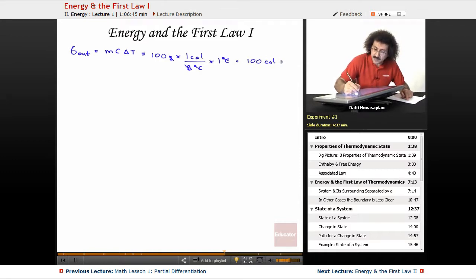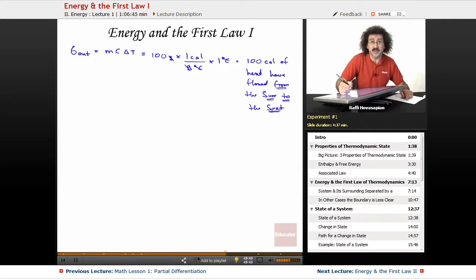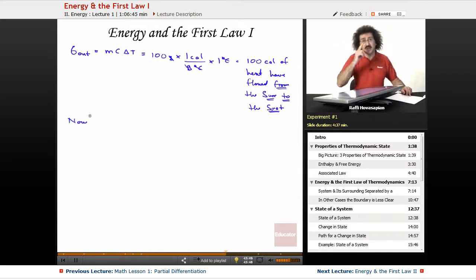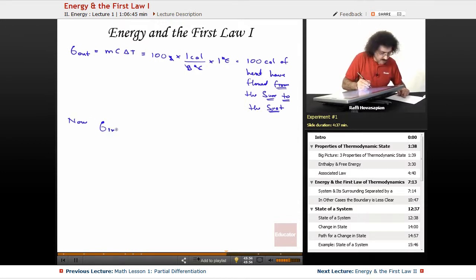100 calories of heat have flowed from the surroundings to the system, which is the small beaker. Now, let's calculate the amount of heat that has flowed into the beaker and find out its temperature. So again, Q in, the system, is equal to mc delta T. In this case, we know what Q is. Q is 100 calories of heat.